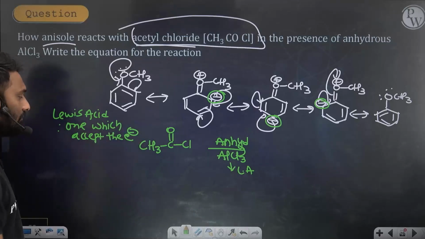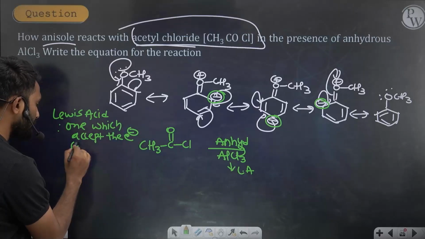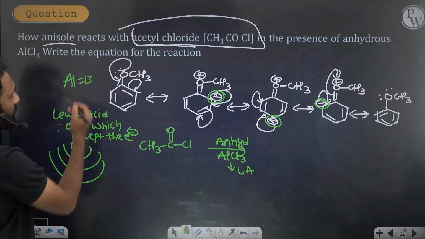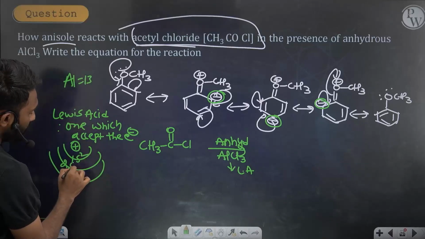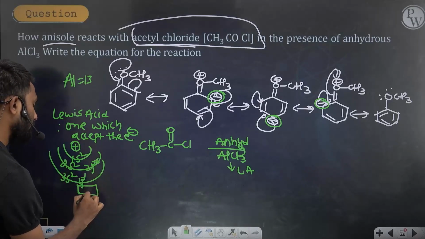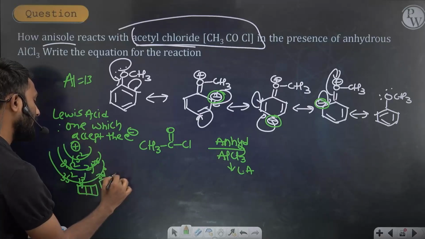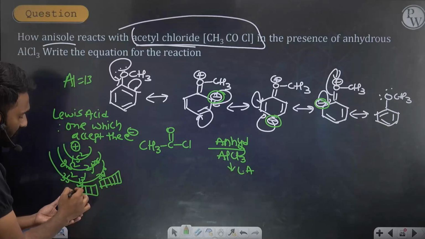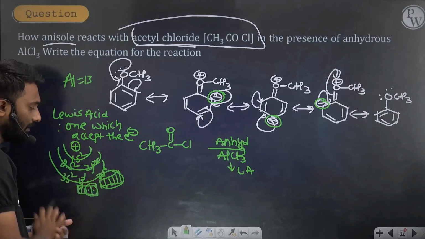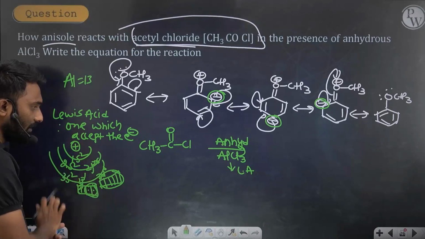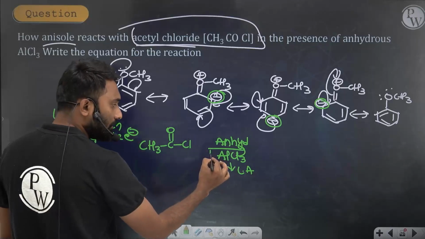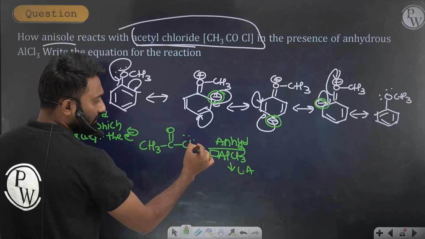Now how will the AlCl3 accept the electrons? Now this is the nucleus, first shell, second shell, third shell. The atomic number of Al is 13. This is 1s2, 2s2, 2p6. This is 3s2, 3p1, and the 3d empty orbital is also there. Due to the presence of this empty p orbital and the d orbital, the Lewis acid will accept the electrons. Clear? That's the reason it is acting as a Lewis acid.